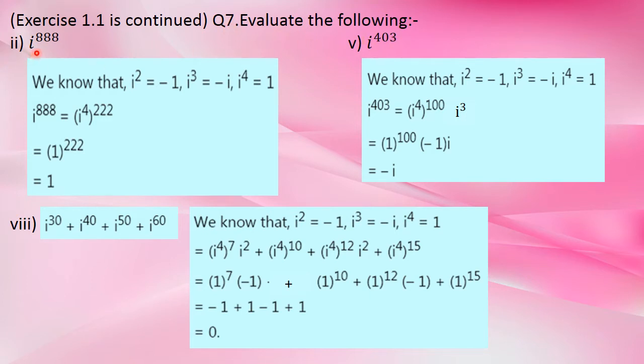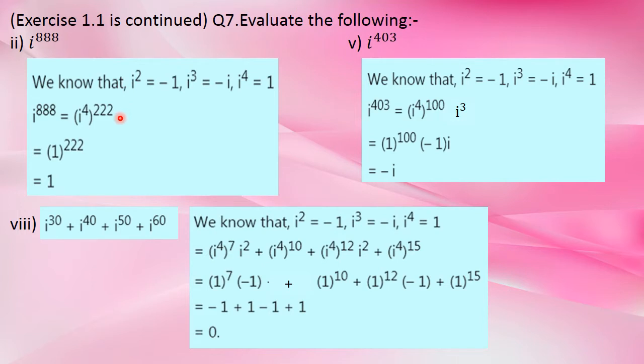Second one, i raised to 888. We know that i squared is minus 1, i cubed is minus i, and i raised to 4 is equal to 1. And we use the method that we have already learned to find the higher powers of i. That is, we divide the exponent or the power of i by 4 and write the exponent as the divisor into quotient plus remainder, and the remainder part we will write separately as the power of i.